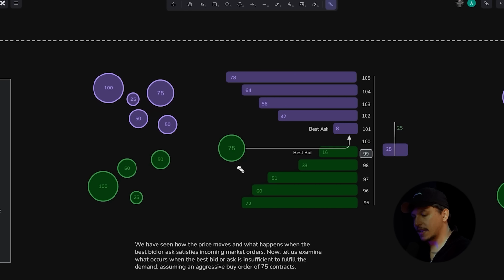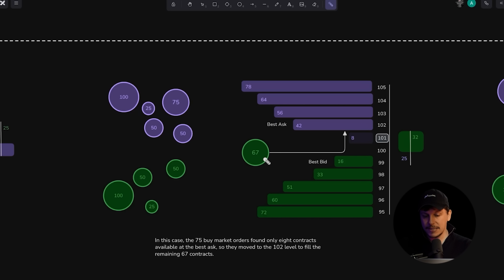In the previous case, we have seen how the price moves and interacts when the best bid and ask are able to satisfy the market orders that are coming. Now we need to see what happens when the best bid and ask are insufficient to fulfill the demand. So when 75 aggressive market orders enter here, what happens to the market?